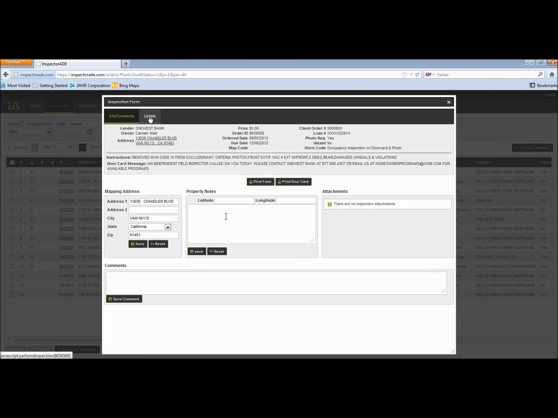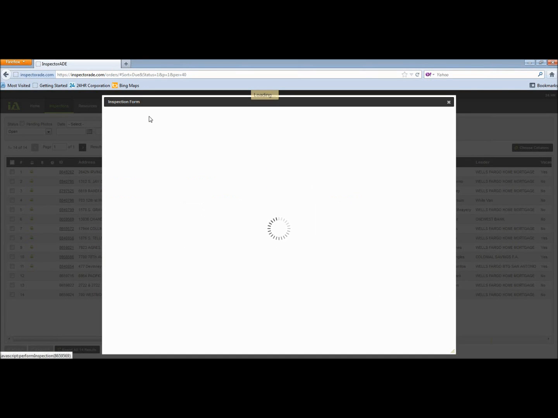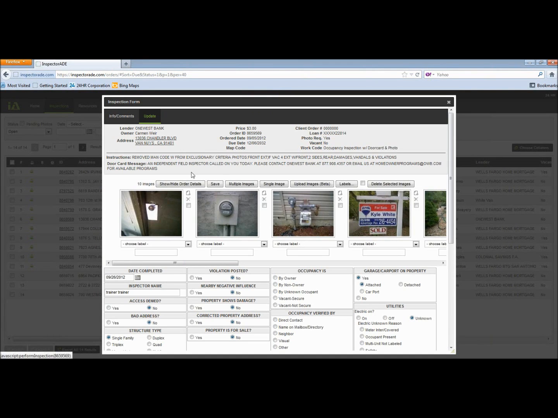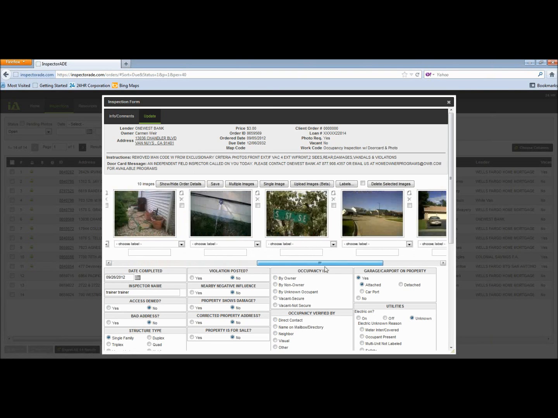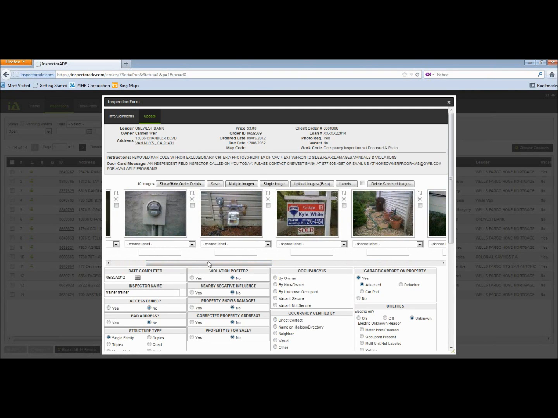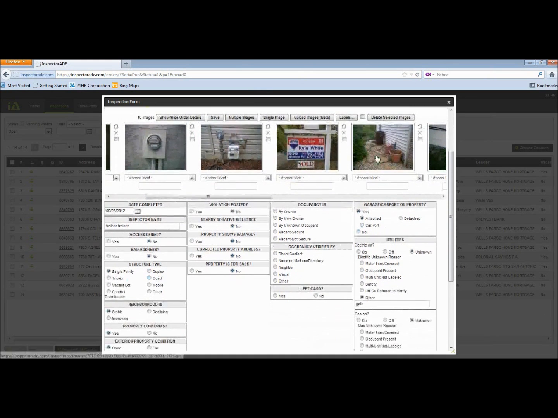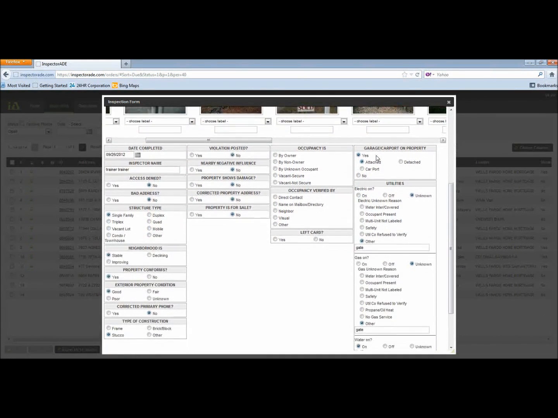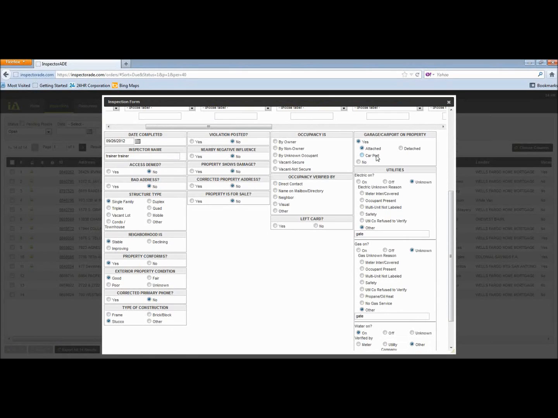So let's click update so we can look at the inspection. I already have some photos in here. So this is an occupancy inspection with door card. So this is what an occupied form looks like. Let's go over the form starting on the left-hand side.